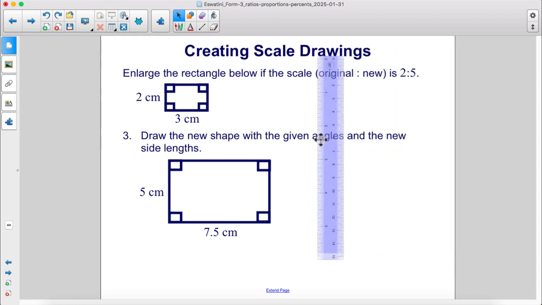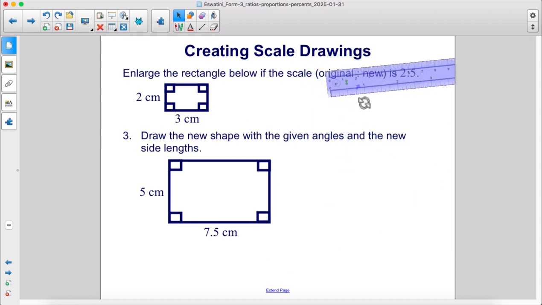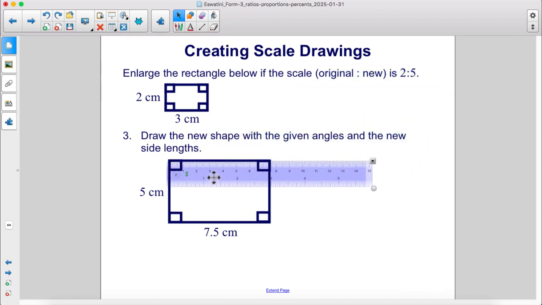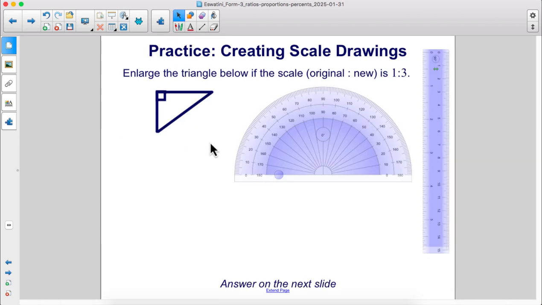Then, using your ruler, you can draw the new shape with the given angles and the new side lengths. So, here you can see that the long side is 7.5 centimeters, and the short side is 5 centimeters. Enlarge the triangle below if the scale is 1 to 3.